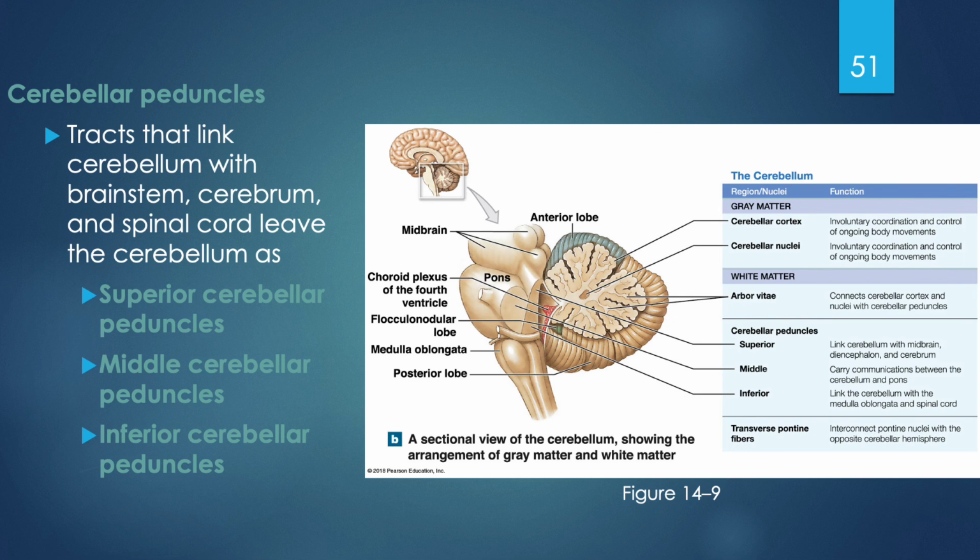So as you can see in figure 14.9, we have the superior cerebellar peduncles that are going to link the cerebellum with the midbrain, diencephalon, and cerebrum, which makes sense, right? Because they're superior, so they're going to connect with things that are more superior. We have the middle cerebellar peduncles, which will carry communications in between the pons and the cerebellum, so that's more in the middle of the area. And then the cerebellar peduncles that will communicate with things going inferiorly, such as the medulla oblongata and spinal cord, are the inferior cerebellar peduncles.